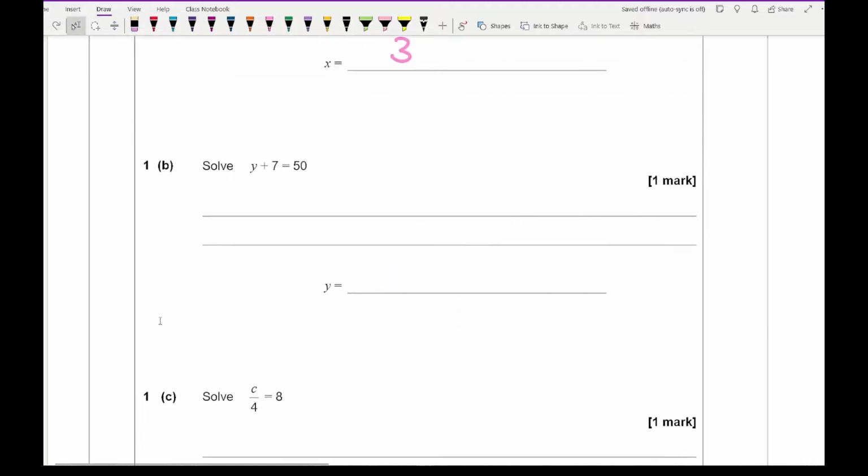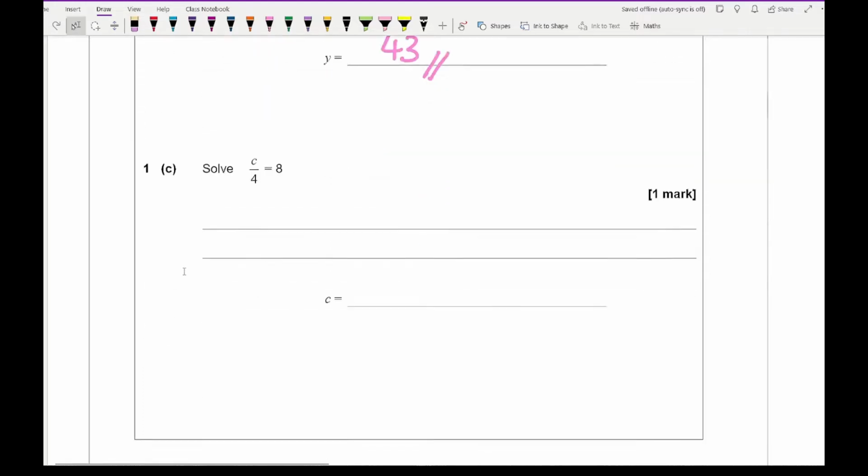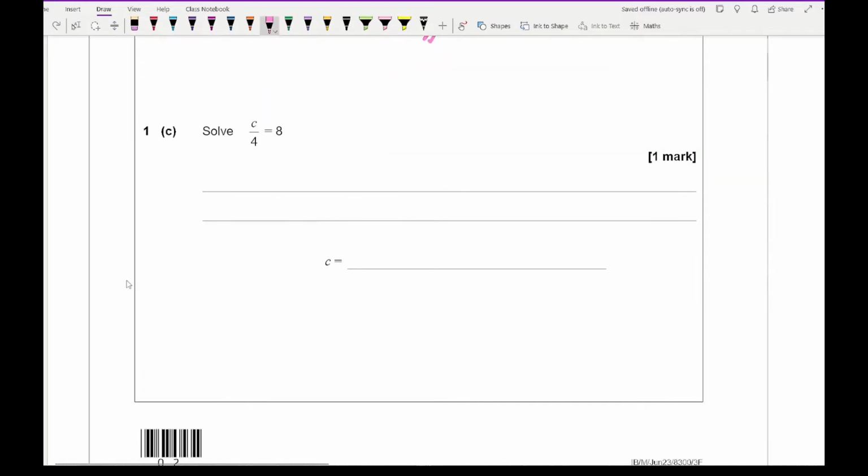Then for 1b, we've got solve y + 7 = 50. So to get rid of the plus 7, we need to take away 7. And 50 take away 7 is 43. Then for 1c, we want to solve c ÷ 4 = 8. So we need to get rid of divide by 4 by multiplying by 4. And 8 times 4 is 32.